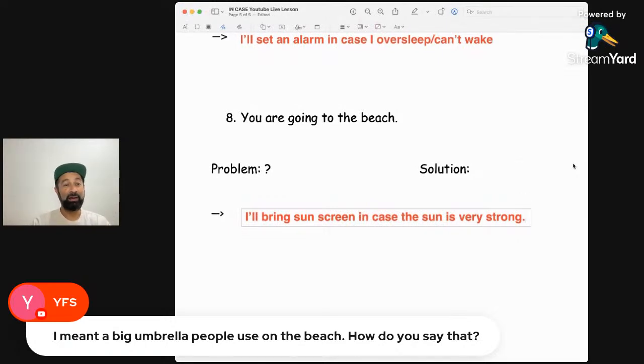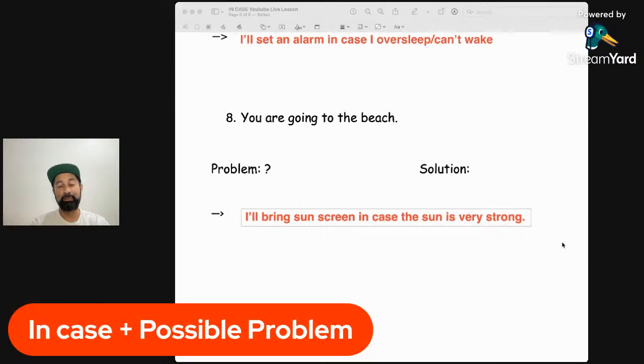And remember, as YFS, you said it great. It doesn't have to be a problem. Today, using it as a problem is easier to imagine, I think. But many things can happen at the beach. What are you preparing for?